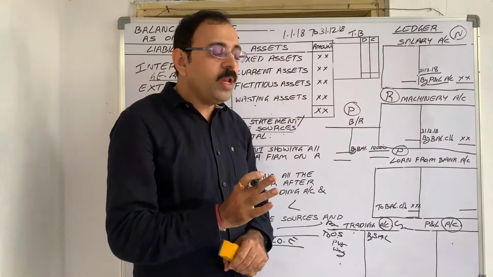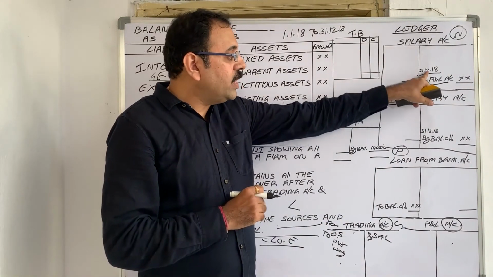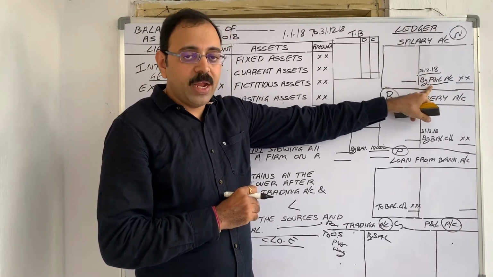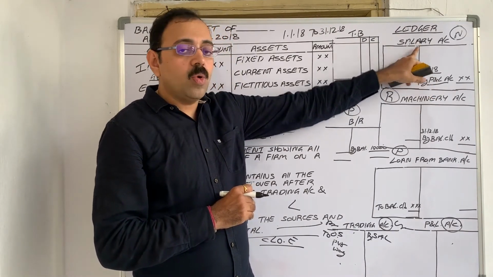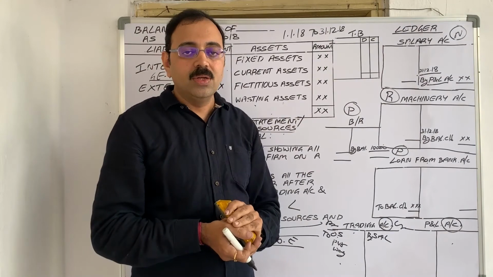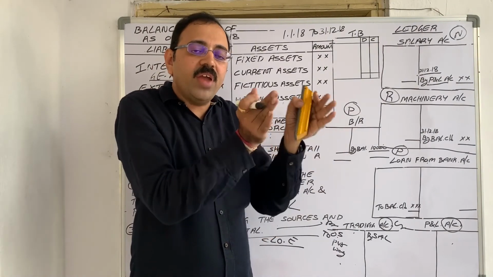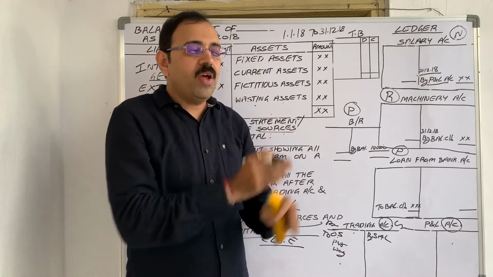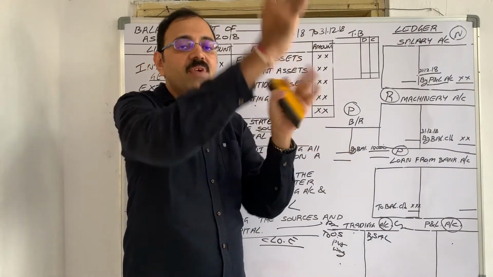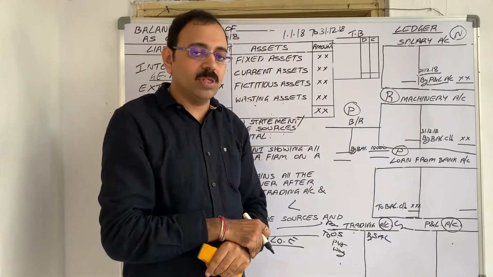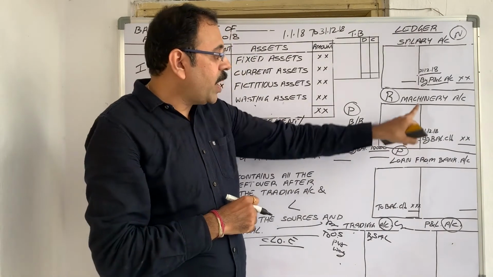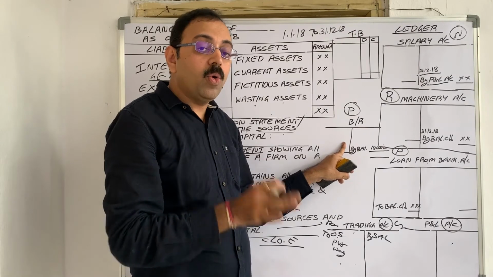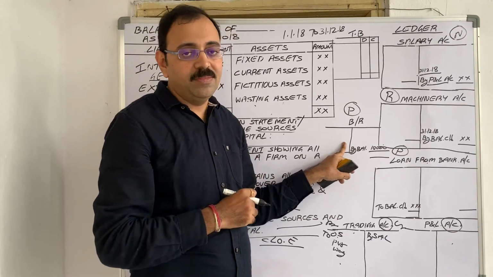As all nominal accounts are closed at the end of the year by transferring to trading or P&L, nominal accounts are known as temporary accounts. So the existence of a nominal account is restricted to only 1 year. From 1 year to the next year, we never carry forward nominal accounts. But real accounts and personal accounts, we don't close at the year end.